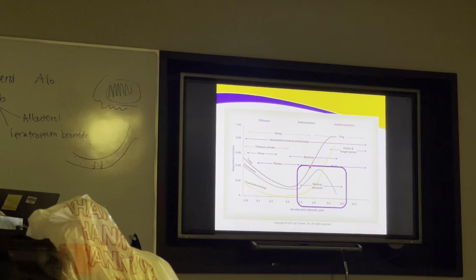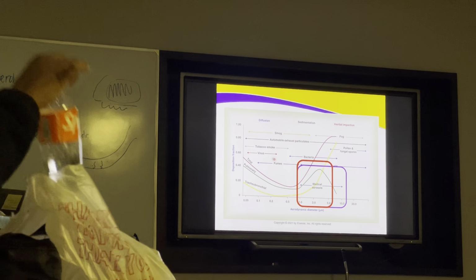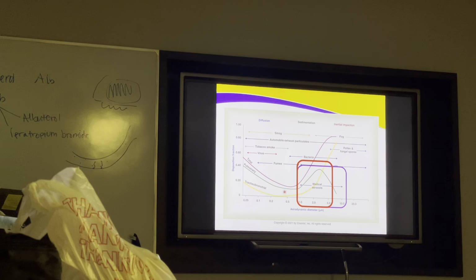What do I have written here? Okay, so anything, I was reading my notes, sorry. Anything less than this, down here, is all gonna get exhaled. So if it's less than half a micrometer in size, it's probably gonna get exhaled, right? We're not gonna do anything with that, right?